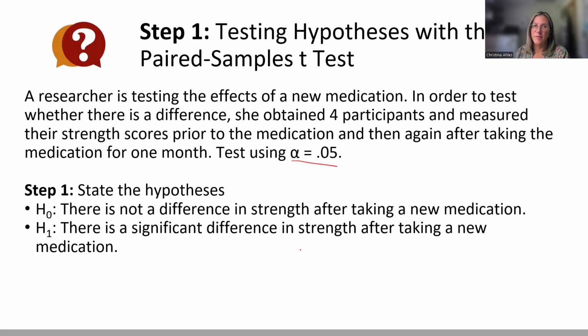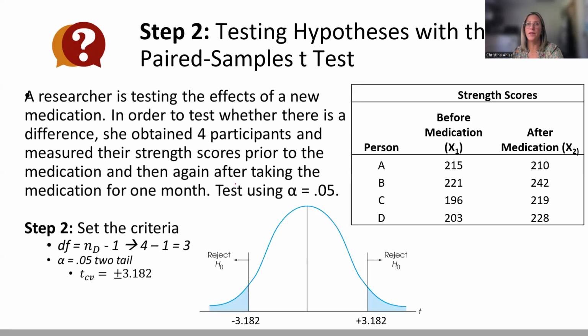If we were to state our hypotheses, here's what we'd look like. Remember that null is H of O. There's not a difference in strength after taking the new medication. The alternative, there is a significant difference in strength after taking a new medication. So that's your prediction. So now we have our research scenario set up, and the hypotheses. That's step 1. Step 2 is setting that criteria.